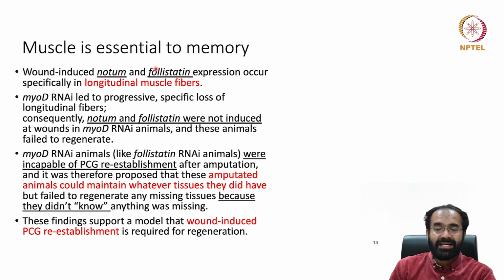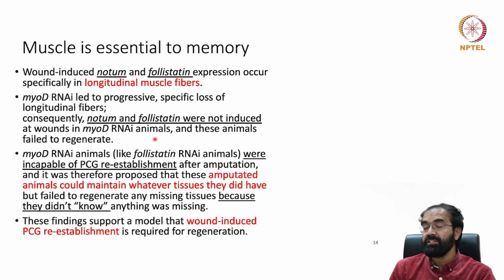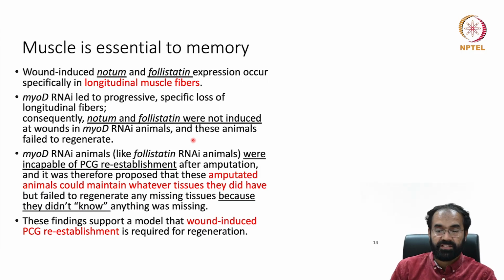So muscle is essential to memory. Wound-induced NOTUM and follistatin expression occur specifically in the longitudinal muscle fibers. Myosin RNAi led to progressive specific loss of longitudinal fibers. Consequently, NOTUM and follistatin were not induced at wounds in RNAi animals. If the gene is not there, muscle loses its identity and hence you lose the expression of NOTUM and follistatin, and these animals fail to regenerate.